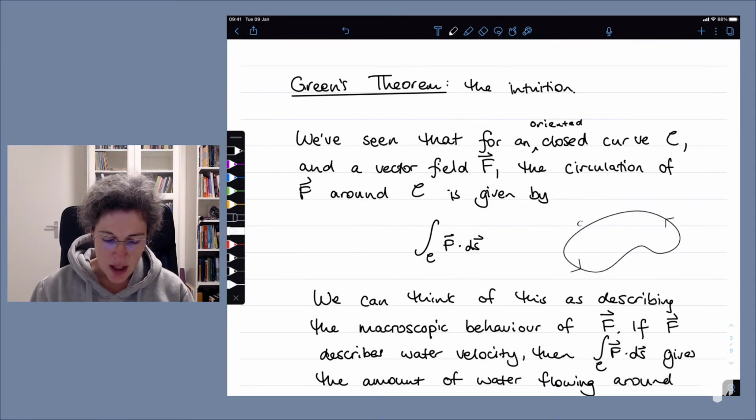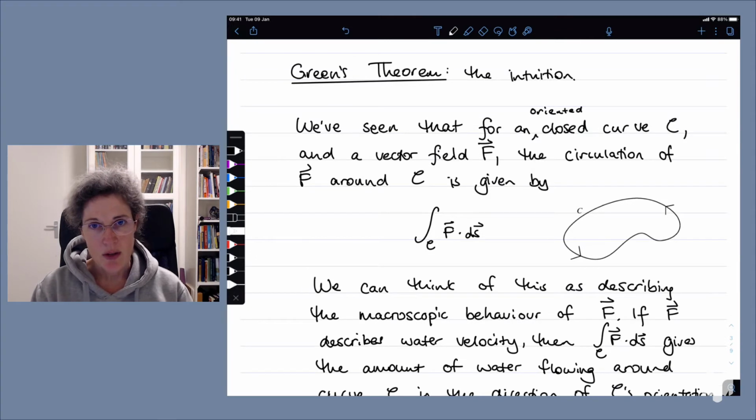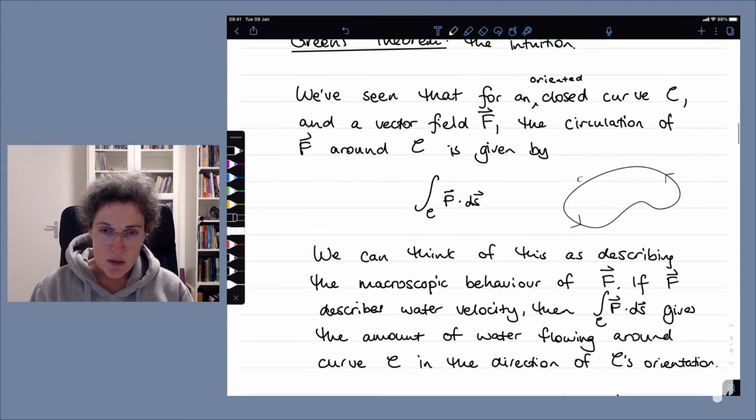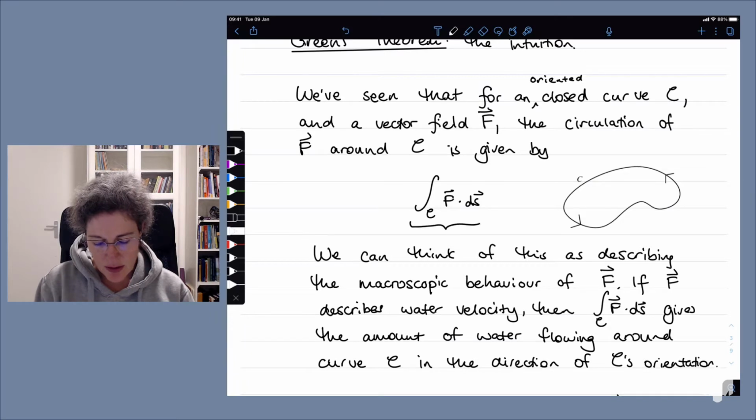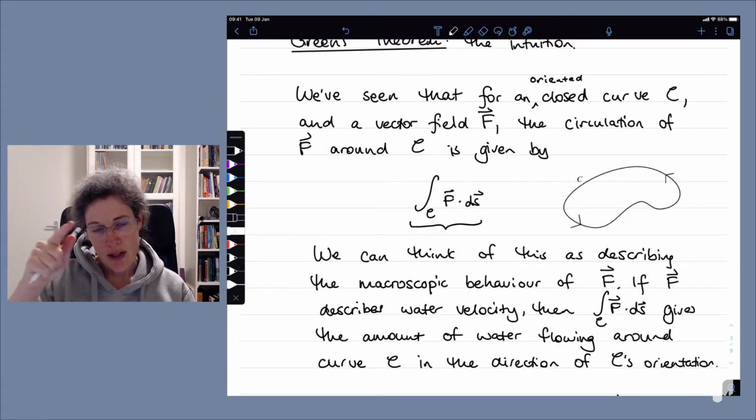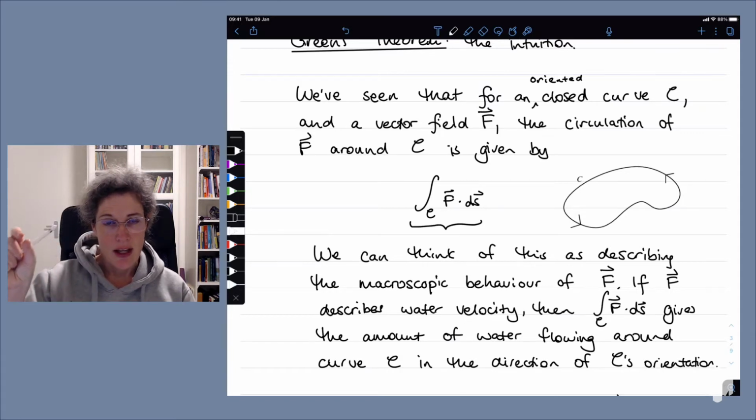All right, so what is the intuition behind Green's theorem before we actually state it? Well, we've talked about the circulation of a vector field around a curve, and we know that it's given by this formula over here, and it's kind of a measure of how much the vector field lies around that curve. So you're looking at kind of the components of the vector field along each bit of the curve and adding them all up.